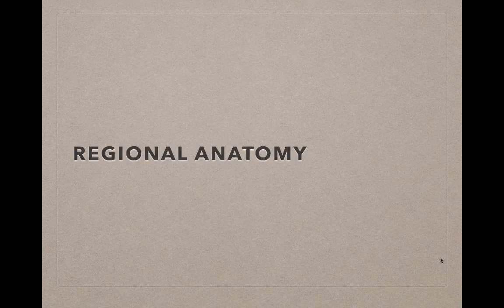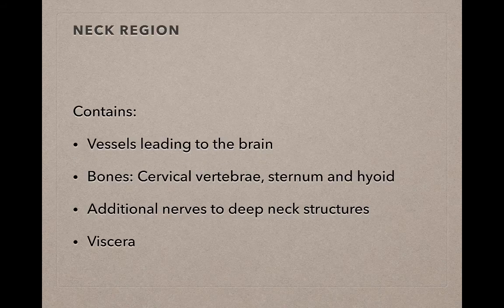Okay, we're going to pick up with part 3 of the spine lectures. This one is going to deal with the regional anatomy of the cervical and neck region. So the neck region is going to contain some important structures. There are some vessels that lead to the brain, so they take the blood oxygen to the brain and also empty the brain.